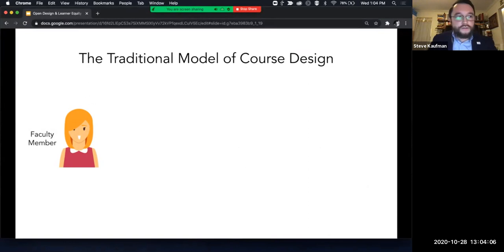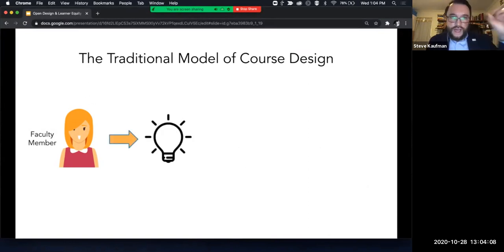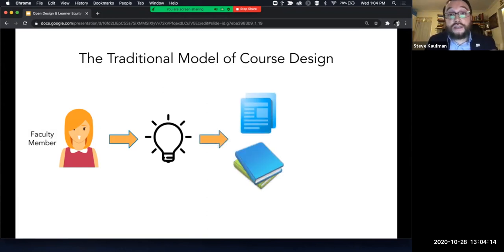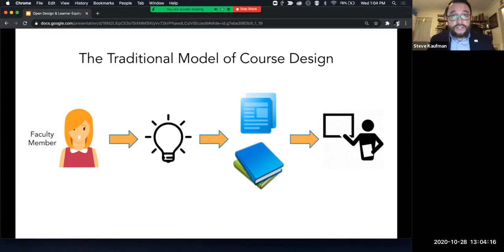The traditional model of course design is what we've been doing forever, right? Faculty member X has an idea for a course. The department identifies a need. They come up with some content, they find a textbook, and the course gets delivered, whatever modality that might happen to be. So maybe there's a different way of thinking about this.